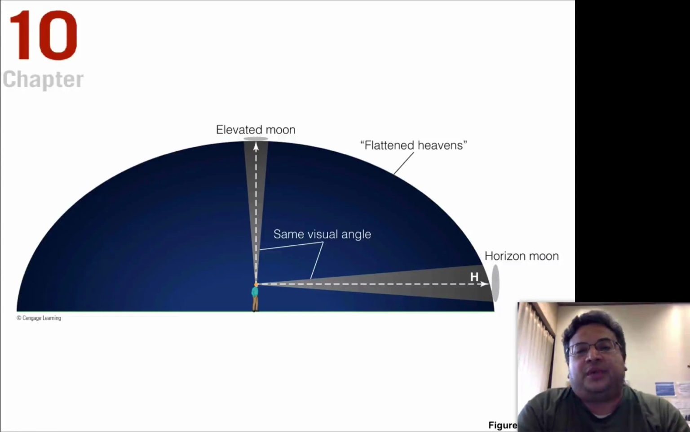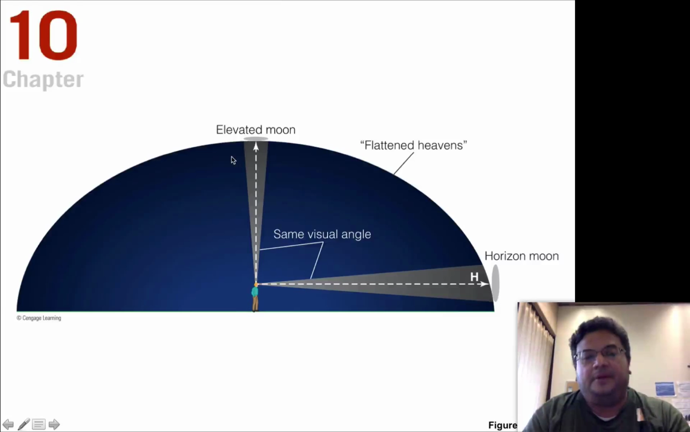We have the same visual angle because the moon has not changed its distance or its size. But the moon on the horizon just looks bigger than the moon that is elevated, simply because we have no frame of reference up here.